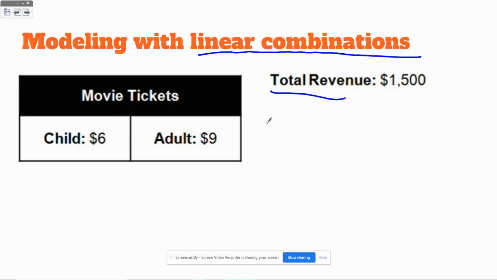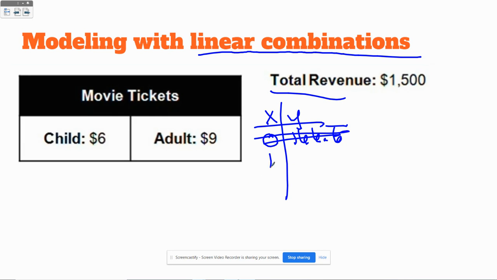Some of you might make a nice little chart or an XY chart, and you could start playing around. You could say, okay, let's say I just sold no kids tickets. How many adult tickets will I need to sell? Well, you could take 1,500 and divide it by 9. And well, that's not what's going to happen because that would have to be 166.6 adult tickets. Can't do that. So that's not a combination we can use.